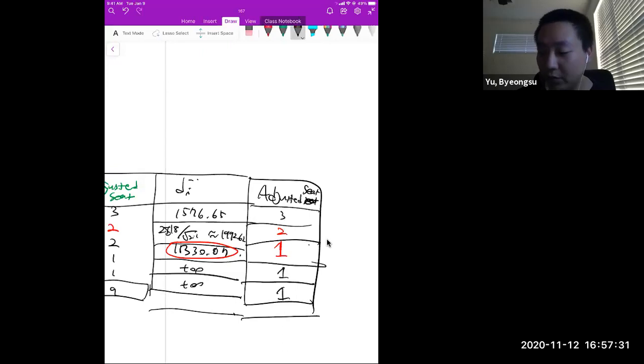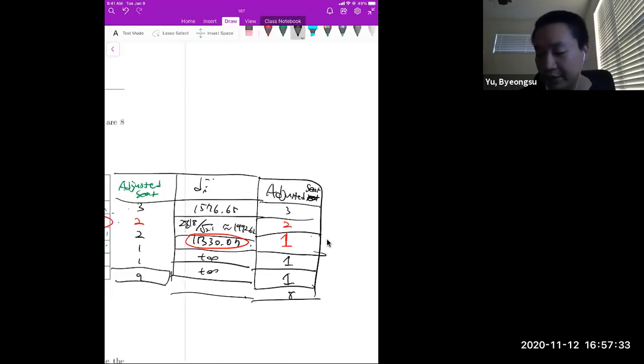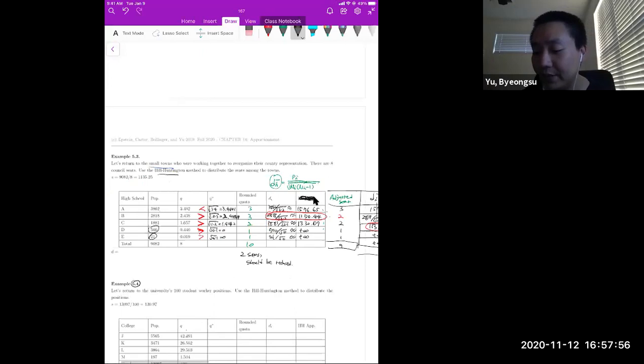So finally, all six are remaining as 3, 1, 1, 1. And still you can see that the Hill-Huntington method is favored for some smaller states, right? Because in the case of the smaller number, they always round it up instead of rounding down, right? Okay, then let's move on to the next example.